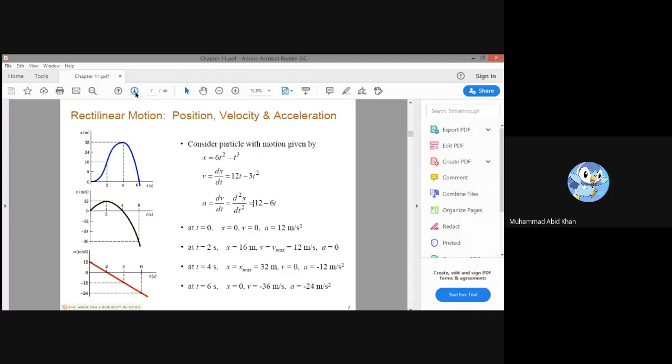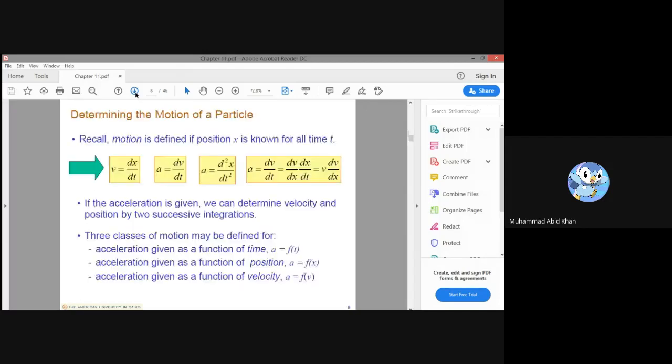Okay, let's move on. Determining the motion of a particle. Recall, motion is defined as the position x being known for all time t.